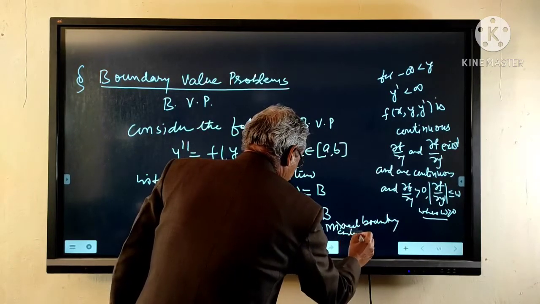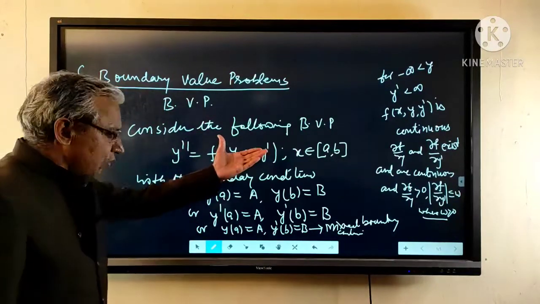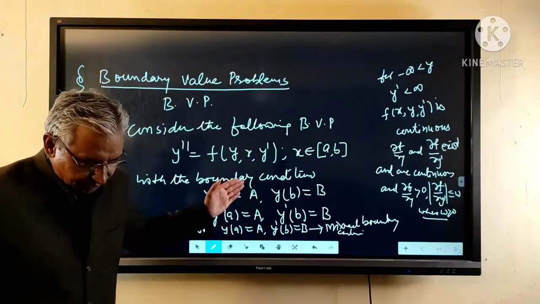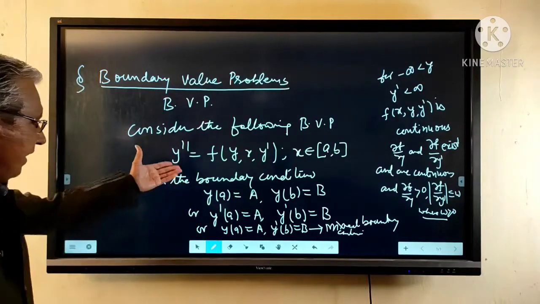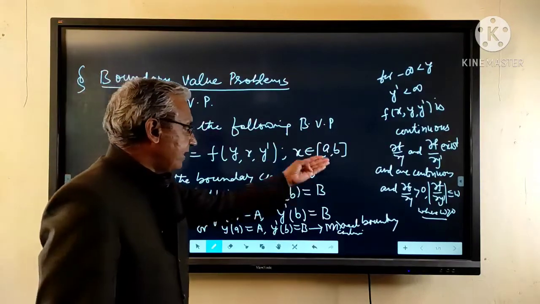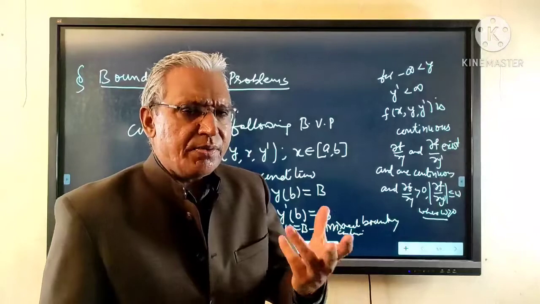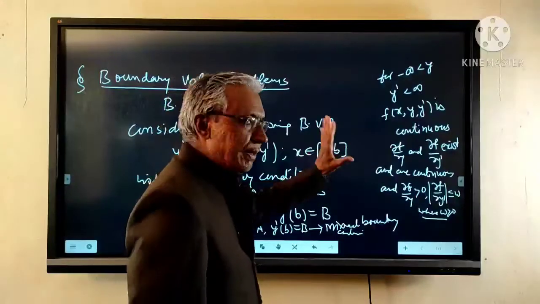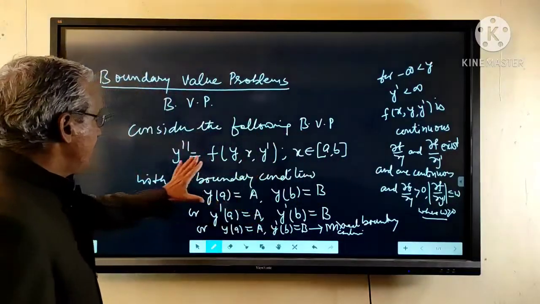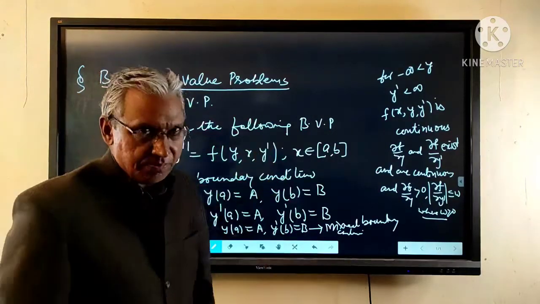Because it is a 2-point boundary value problem, we need two conditions. The first condition is at the point a and the second condition is at the point b. So the given conditions are at the endpoints. Therefore this boundary value problem is a 2-point boundary value problem.